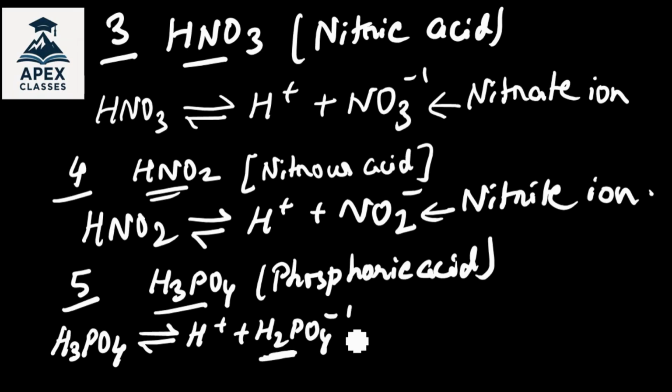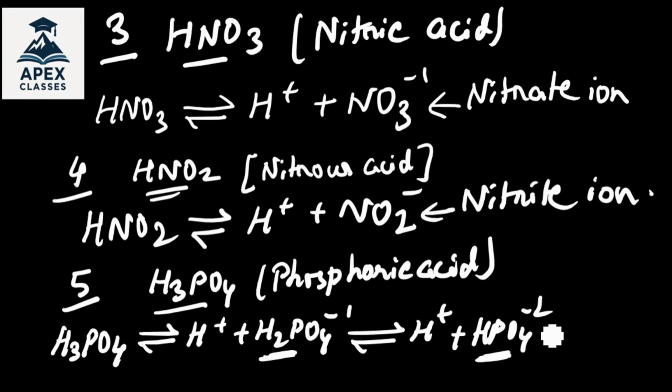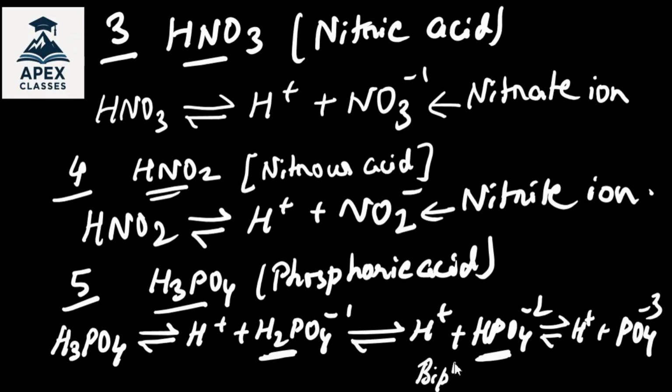Again this H2PO4 minus will undergo dissociation to form H plus and HPO4 minus 2. This HPO4, again see, hydrogen is there, so it will occur in 3 steps. It will again break down as H plus and PO4, but PO4 is minus 3. Now we know this one as biphosphate, and this is our favorite phosphate bhai, phosphate chacha. Clear?